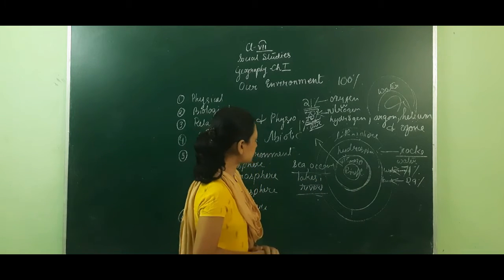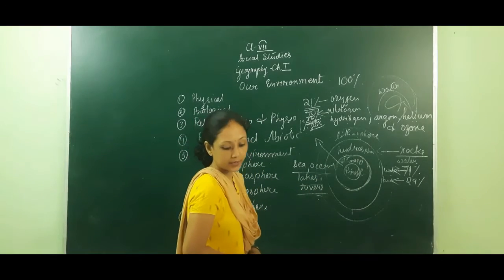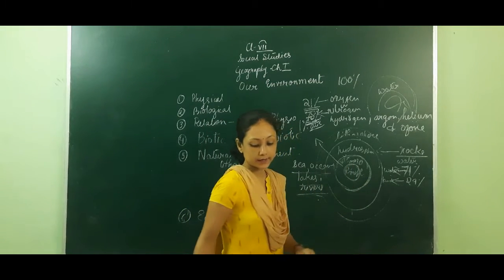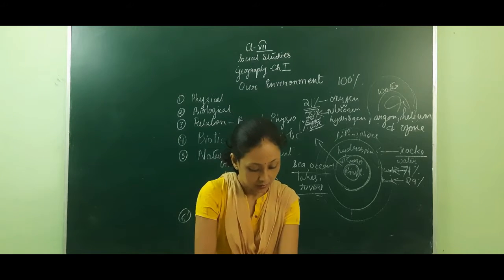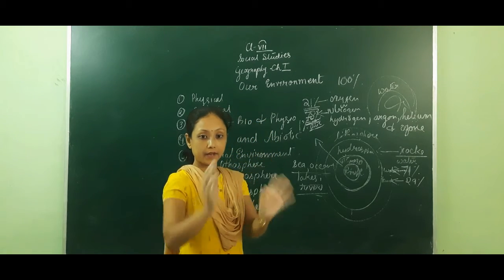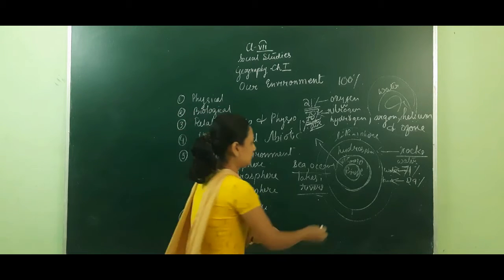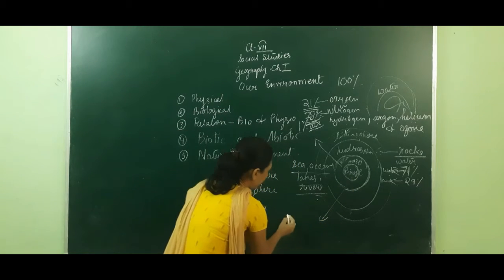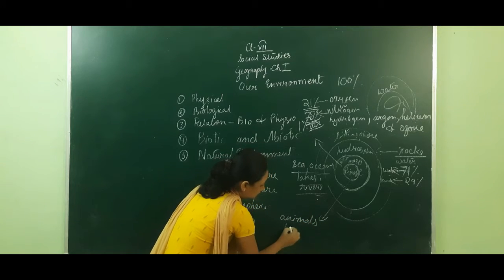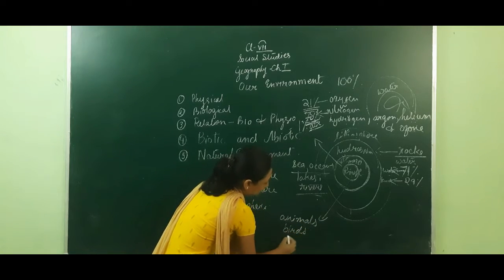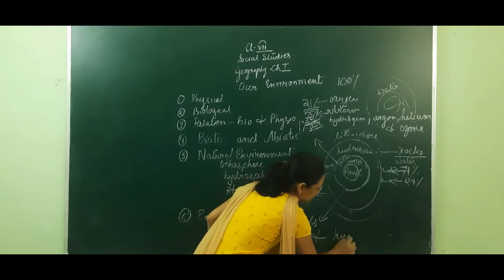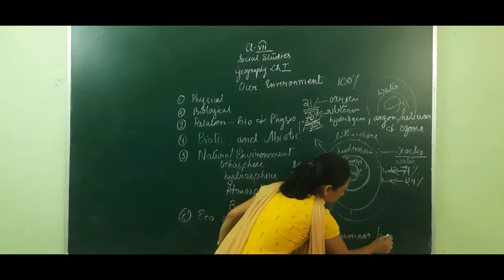And lastly, let's move into the biosphere now. What is the biosphere? The biosphere is the area of the earth where we have animals, birds, trees, and also human beings.